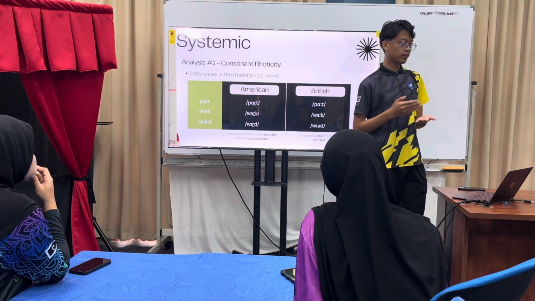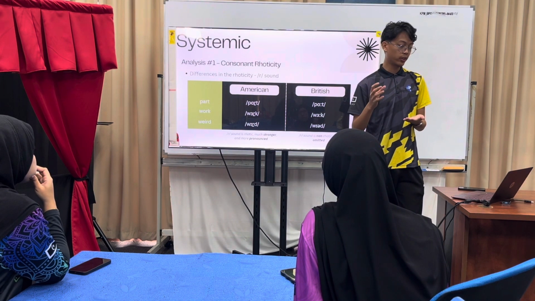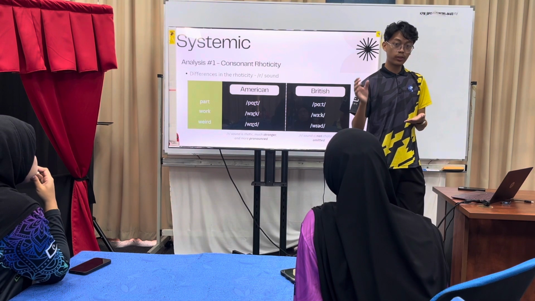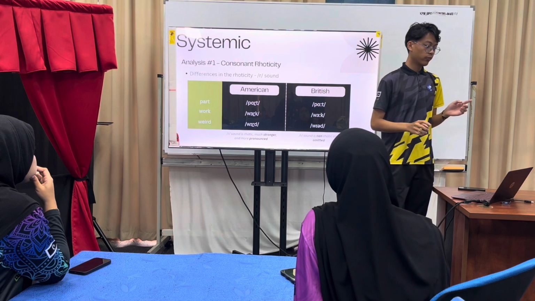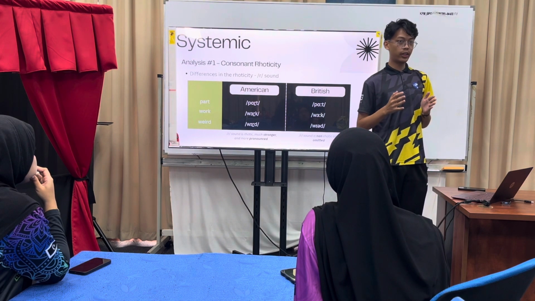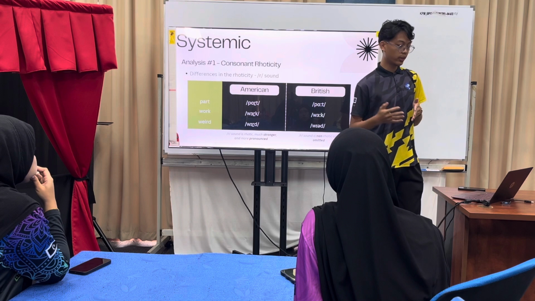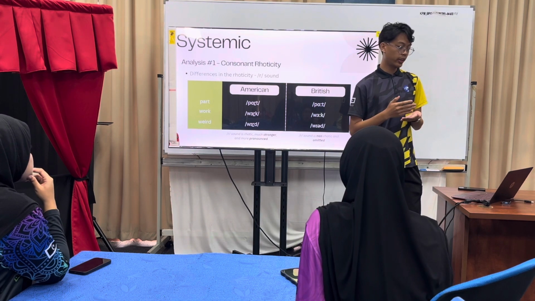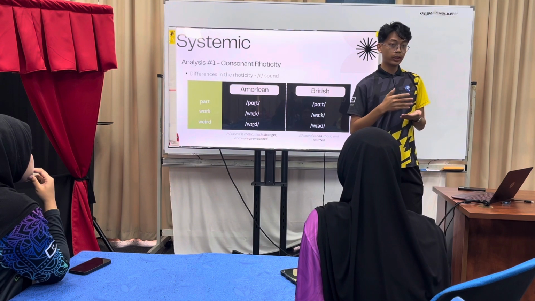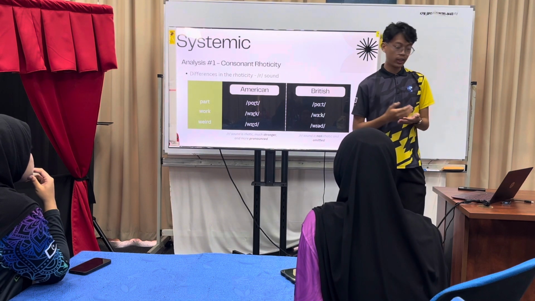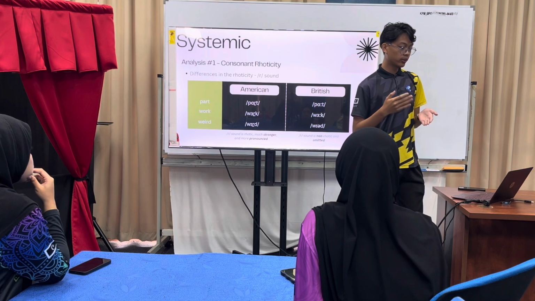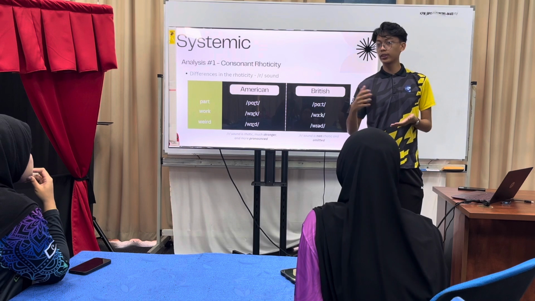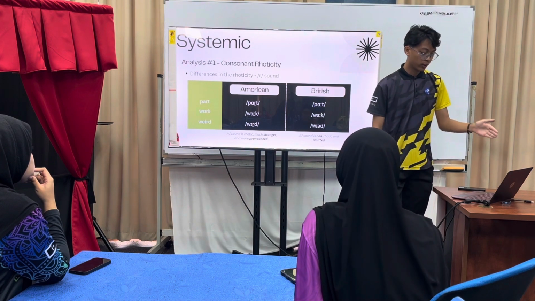The first analysis focuses on consonants, the rhoticity, which is the difference in the R sound, the phoneme sound. American and British have slightly different rhoticity. For American, the sound is rhotic, which tends to be pronounced much stronger, while in the British accent, the sound is non-rhotic, which means the R sound is omitted or dropped. Let's take a look at a few examples.